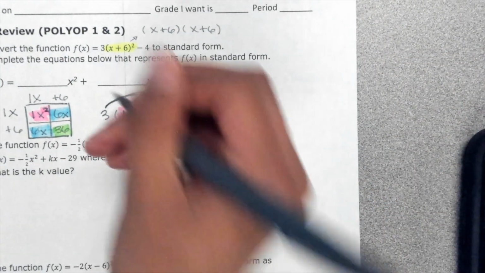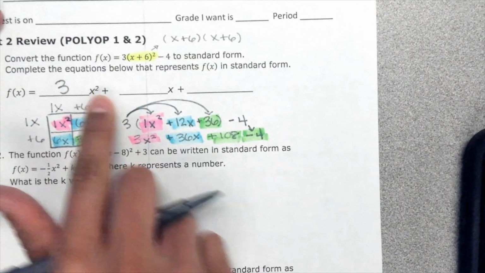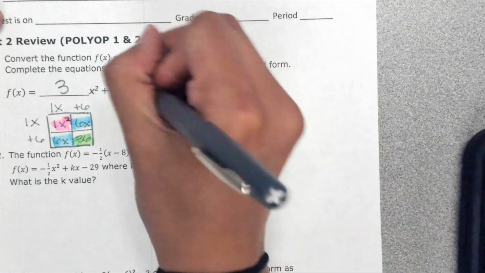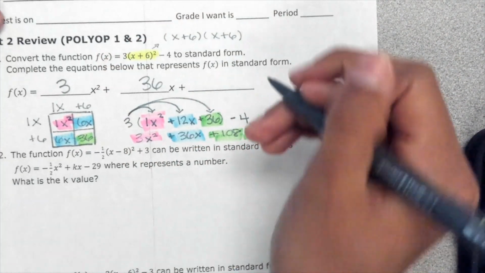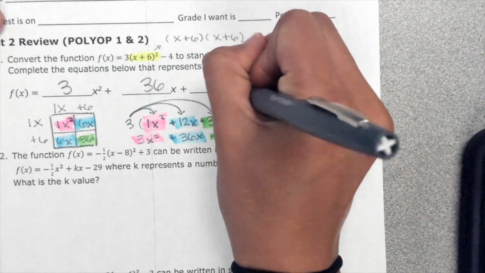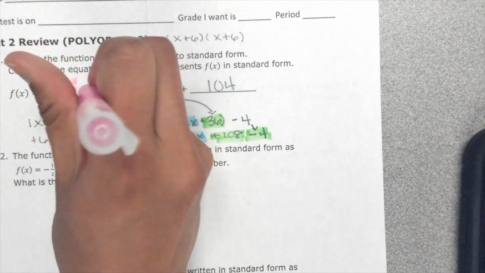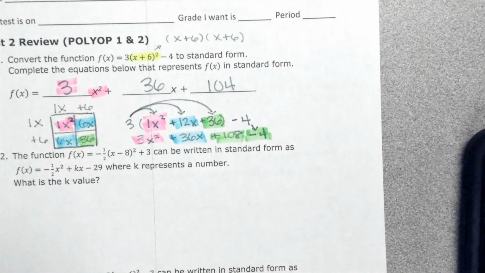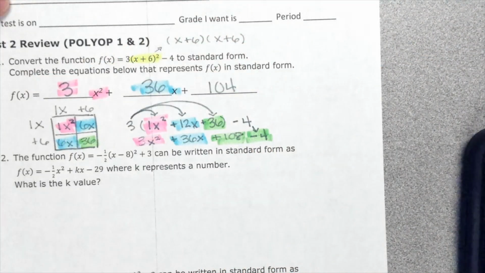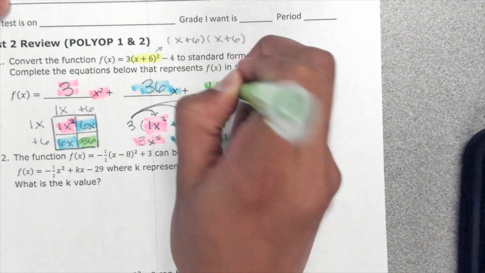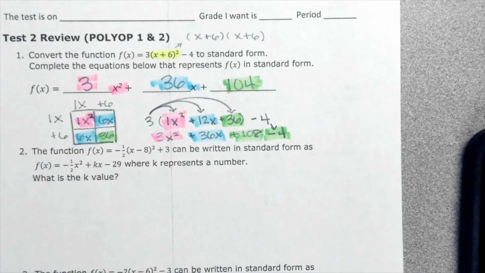After simplifying it, we have 3x squared. Then we have a positive 36x. And after combining these, we have a positive 104. So here are those final answers simplified. I'm just going to color them. Okay. And that is it for number 1, just converting it into standard form.